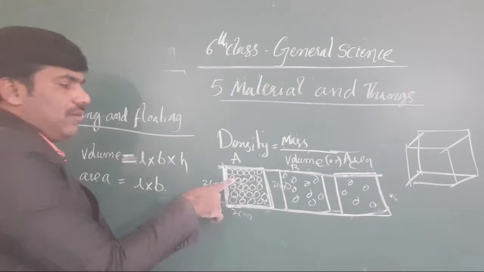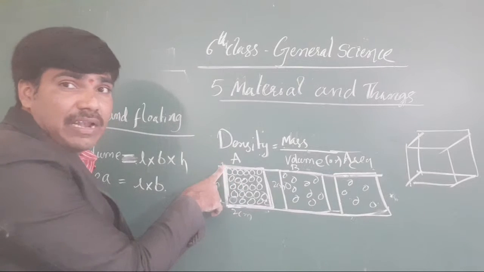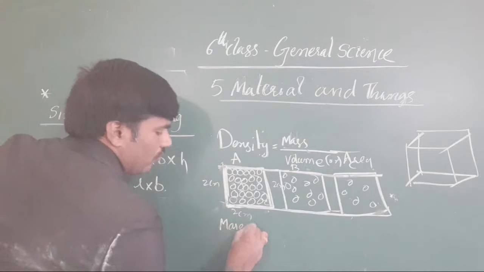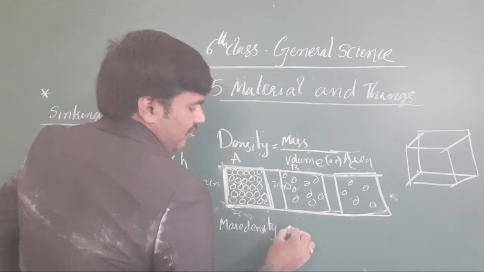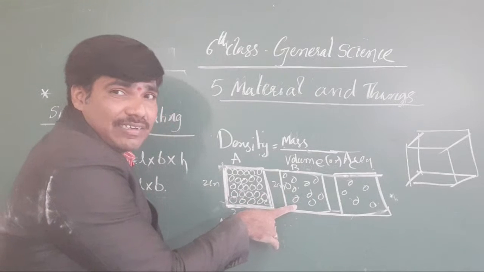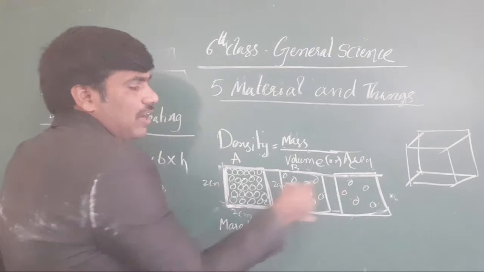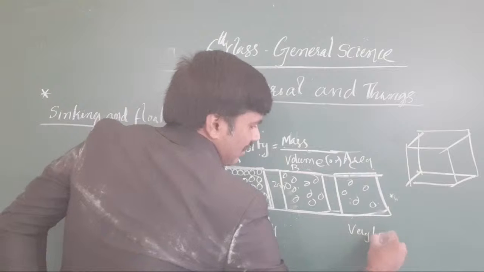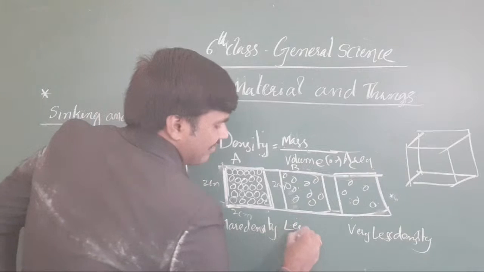Now, a large number of atoms are there in this particular area. That's why it is called more density. Compared with the box A, this one contains less density. Compared with the box B, it is also less density. Yes, very less density.